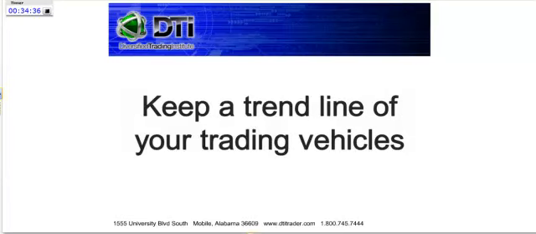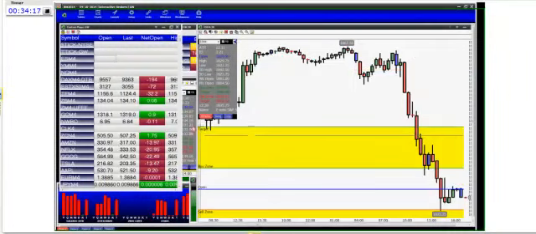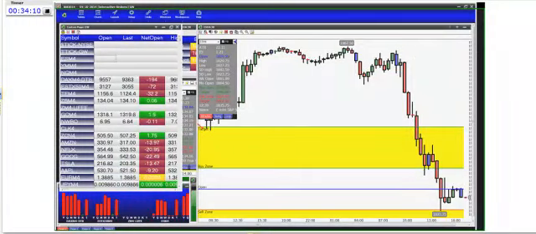Now, you can take it. Let me show you something that's sort of unique too. Okay. Keep a trend line of your trading. Let me show you a little thing here. Let's do a game here. Let me do this real quick. If you ever try to figure out what the trend is, bring up a market, start right here on the left side of the chart, and draw a line to where it's currently trading.